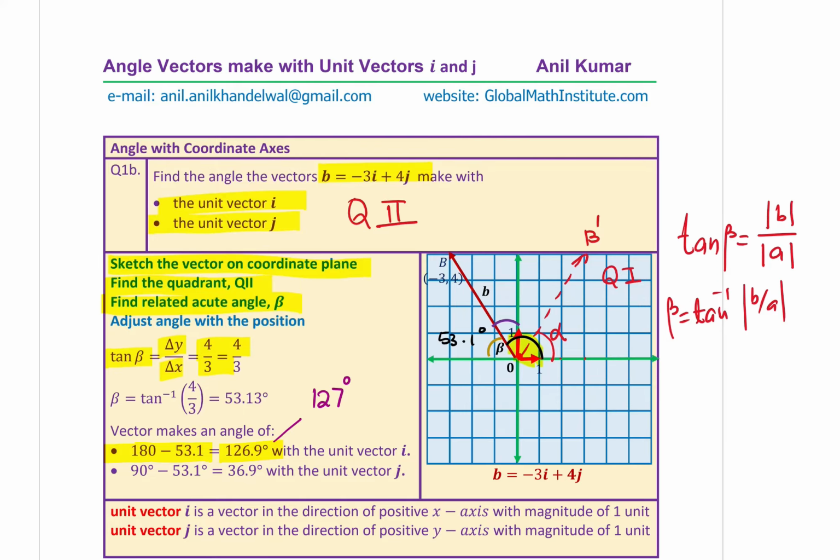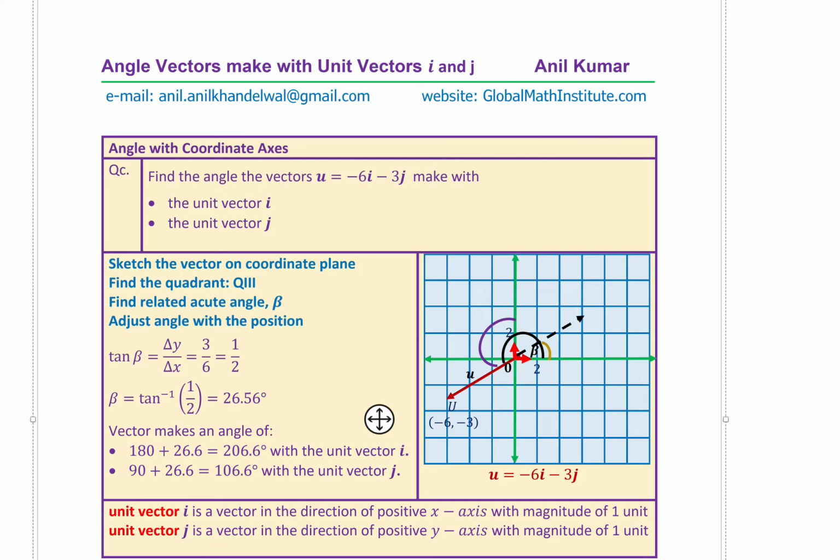Now let's take the next example, which for us is to find the angle of the vector u, which is -6i - 3j. Both quantities are negative. That means we are working in quadrant 3. So in quadrant 3, as shown here in the diagram, we have the vector u (-6, -3). Now OU will be the position vector u. Is that correct?